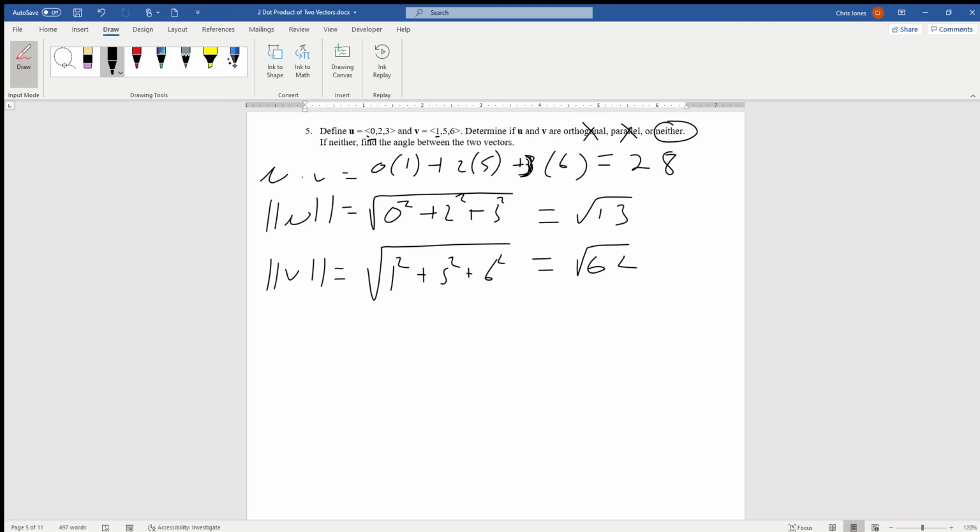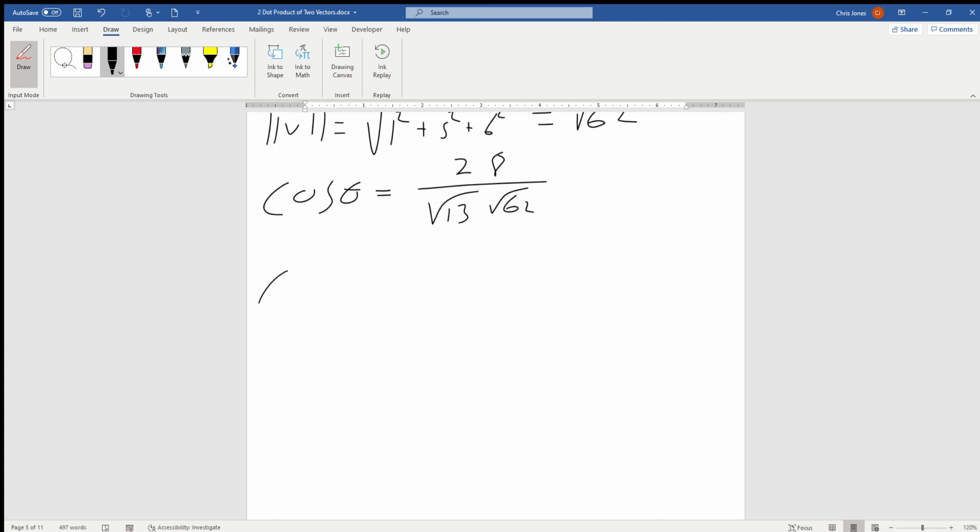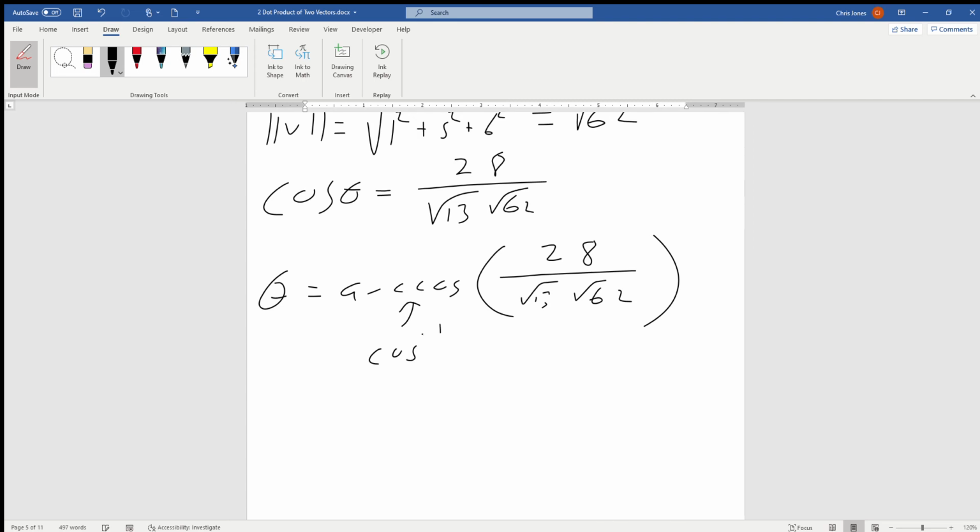And if we want to find the angle, we're going to use our formula that cos of theta is going to be equal to 28 divided by root 13 root 62. Or in other words, theta is going to be equal to the arc cos of 28 over root 13 root 62. Okay, and in your calculator, remember arc cos is that. I really don't like that notation because it might suggest that we're looking at an inverse or a reciprocal as opposed to the inverse function.